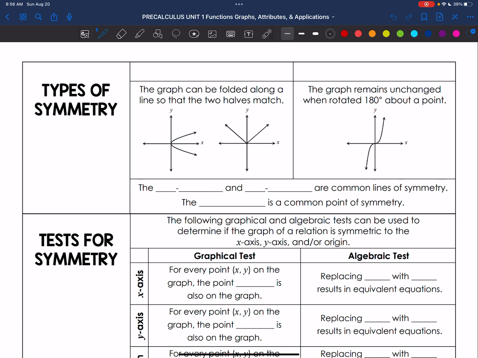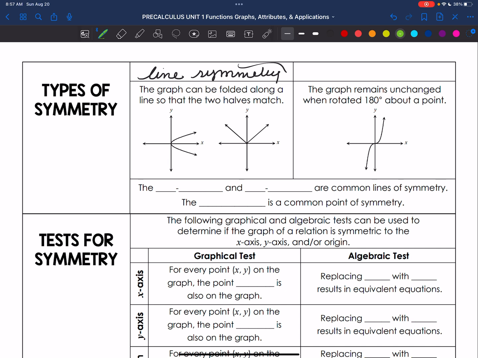In today's video, we are going to be describing symmetry of graphs of both even and odd functions. So let's go ahead and get started. There are a couple different types of symmetry that we will see as we are studying functions. The first type is what is called line symmetry. With line symmetry, the graph can be folded along a line so that your two different halves meet each other.